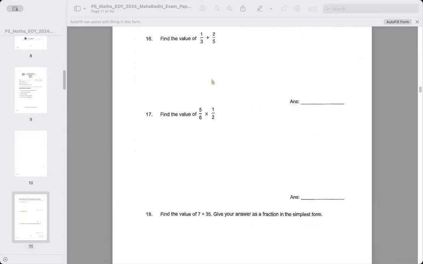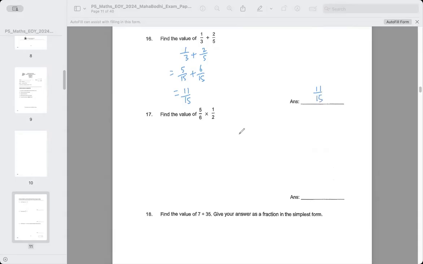Question 16, find the value of 1/3 plus 2/5. So 1/3 plus 2/5. Okay, so remember when adding fractions, you have to make the denominator the same. So for 3 and 5, the common denominator will be 15. To make 3 into 15, I have to times 5, so it's 5 out of 15. And then to make 5 into 15, you have to times 3, so 2 times 3 will give me 6 out of 15. So my answer, 5 out of 15 plus 6 out of 15, will give us 11 out of 15. So that's the answer for question 16.